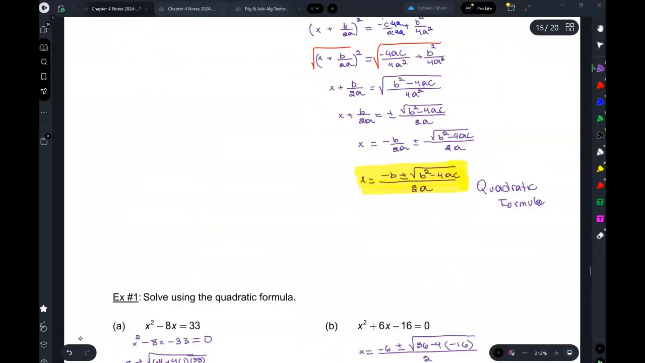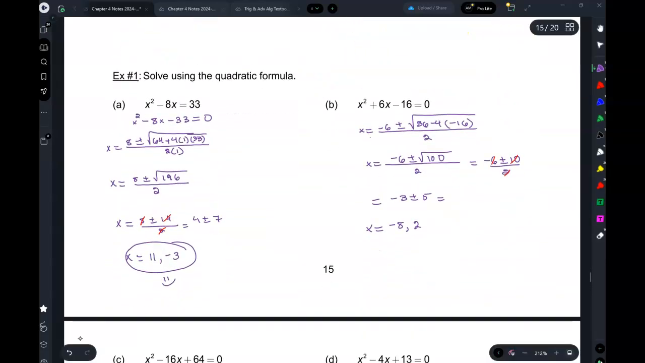Okay, let's go back to A here. Look at what we got here. Let's look at the radicand. The radicand is the number inside the radical. Let's look at this radicand. I got 196 here, which is a perfect square.